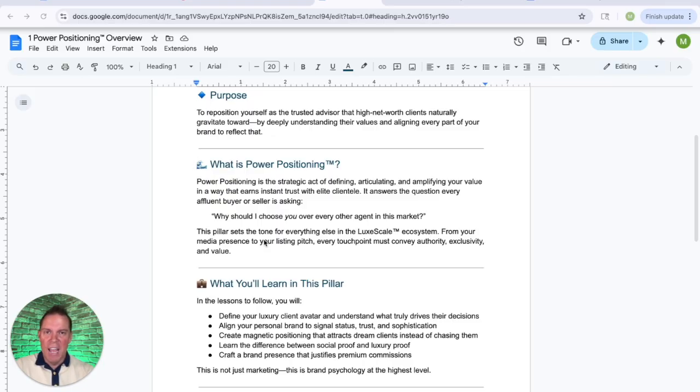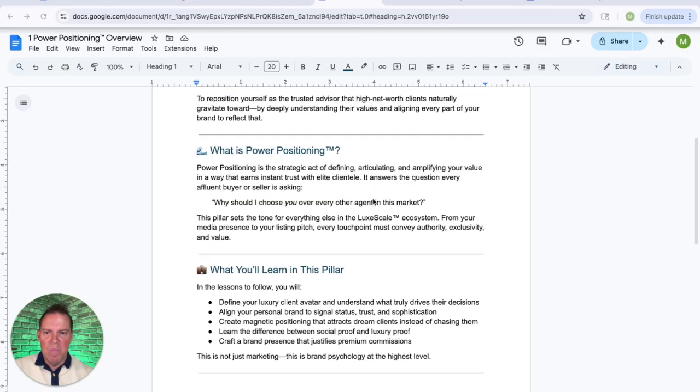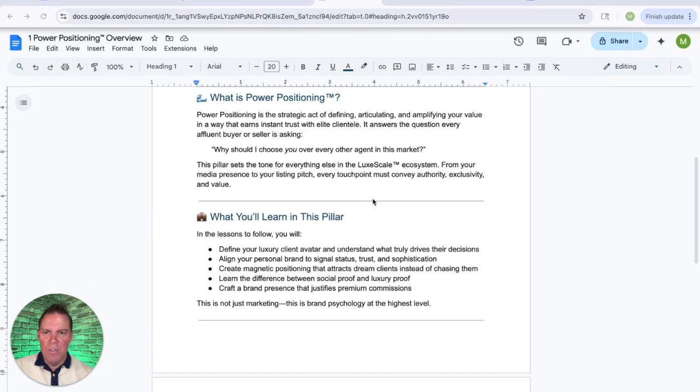Why not? Why can't I be treated the same way as one of these high-priced clients that we see in one of the major markets? So have that mindset. But you want to position yourself as the trusted advisor, a concierge-level agent, a problem solver, not a salesperson. Fundamentally, that's going to echo through all of this.